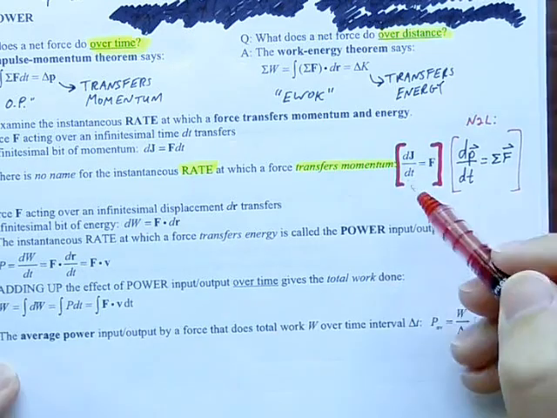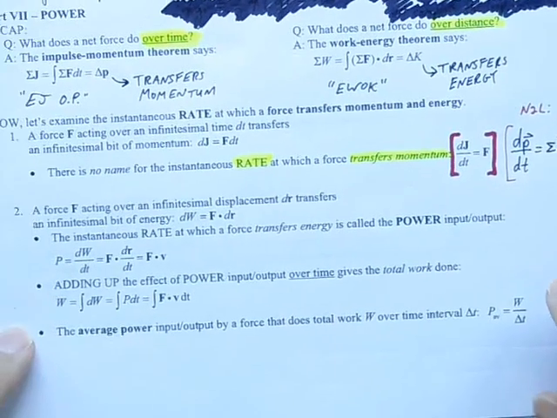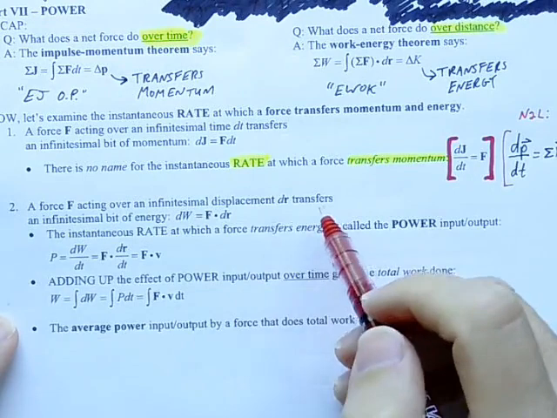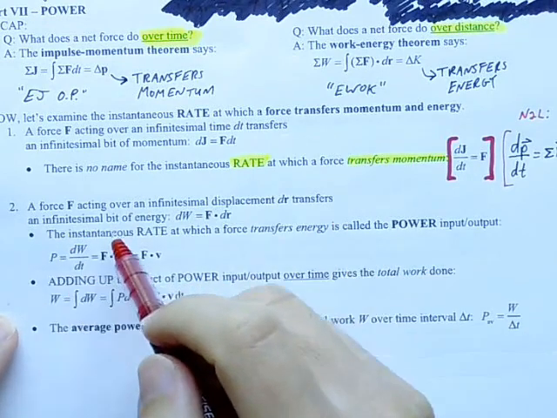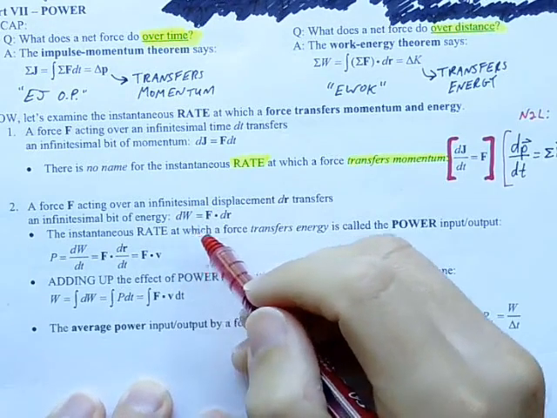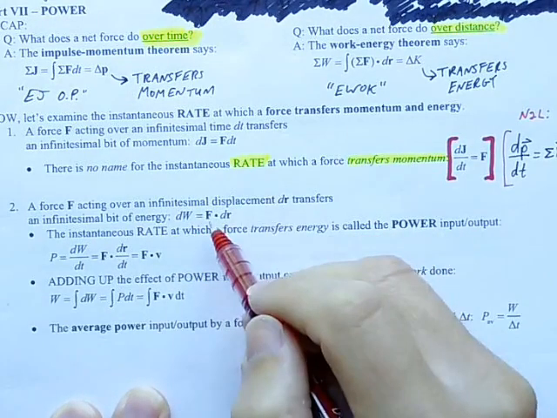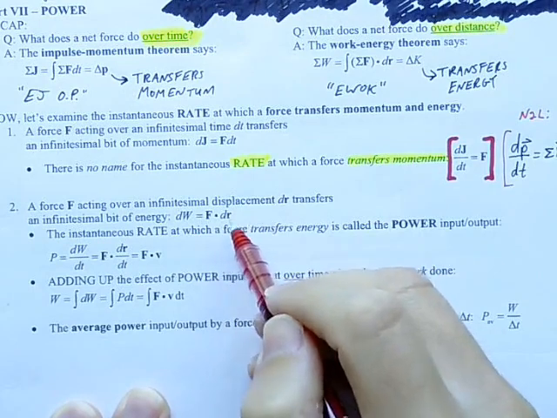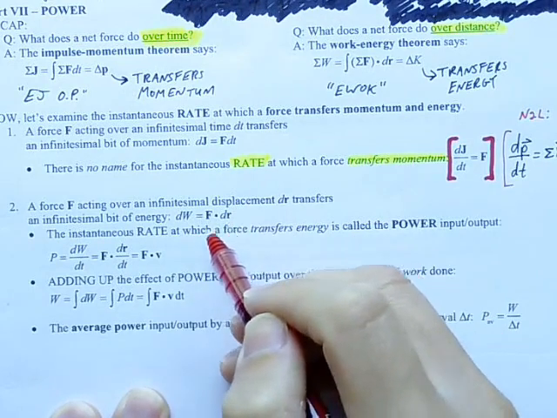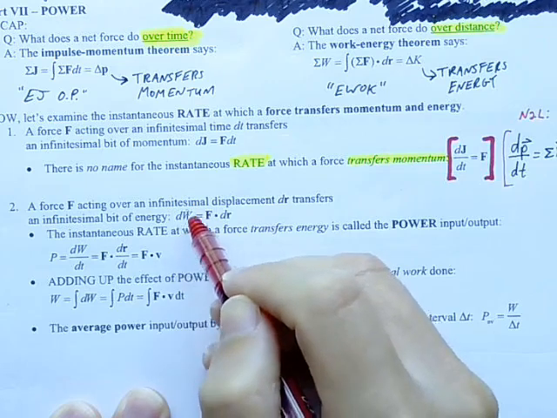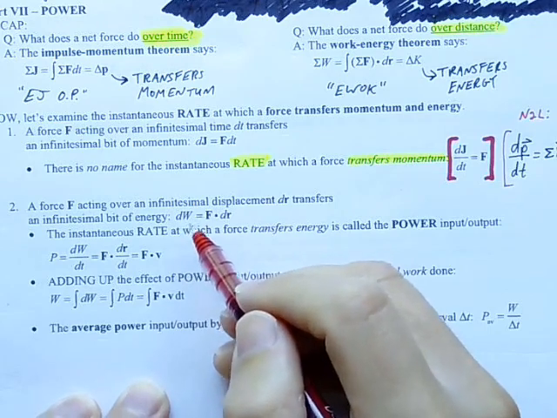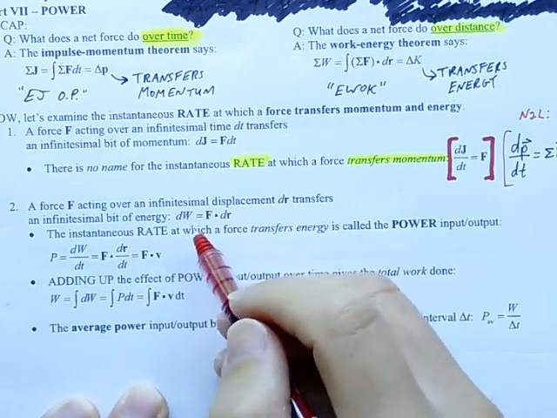Okay, so that's the rate of transferring momentum. But a force acting over an infinitesimal displacement, dr, transfers an infinitesimal bit of energy, a tiny amount of work that's done, dW. So when a force pushes on an object over a tiny step forward, the object takes a tiny step along its path, then a tiny amount of work is done by that force. Positive, negative, or zero work is done by that force, this tiny amount dW.